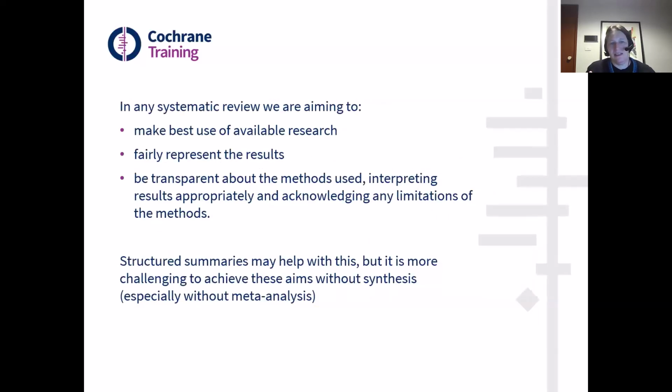So in any systematic review, we're aiming to make the best use of available research, fairly represent the results, and be transparent about the methods used, interpreting results appropriately, and acknowledging any limitations in the methods. Structured summaries really help with this, but it's more challenging to achieve these aims without a synthesis, and especially without a meta-analysis.